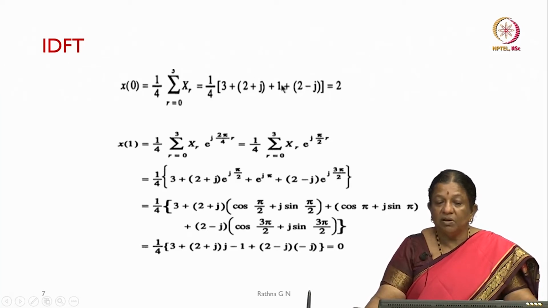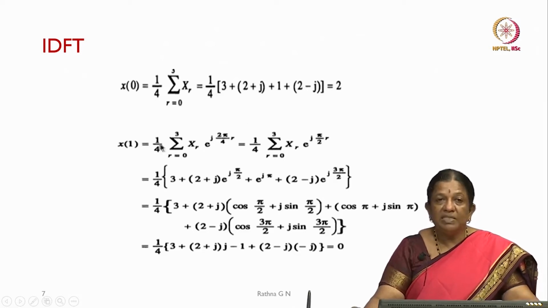So, 4 plus 4 is 8, 8 by 4 is nothing but 2, and plus j and minus j are getting cancelled in this case. Now we will see X of 1. This is 1 by 4 summation r equal to 0 to 3 of x[r] e power j 3 pi by 4 into r.